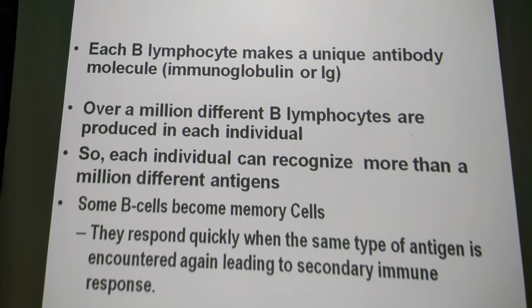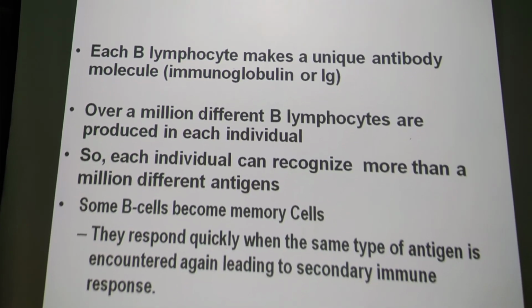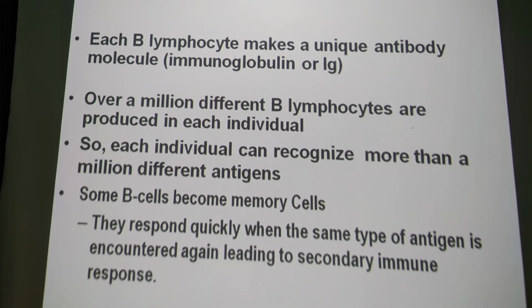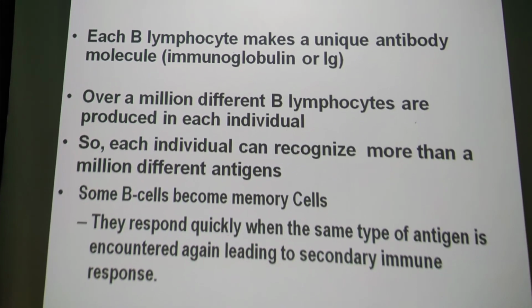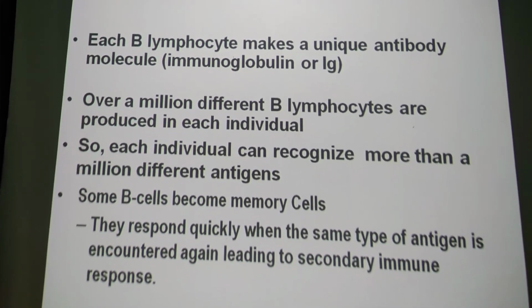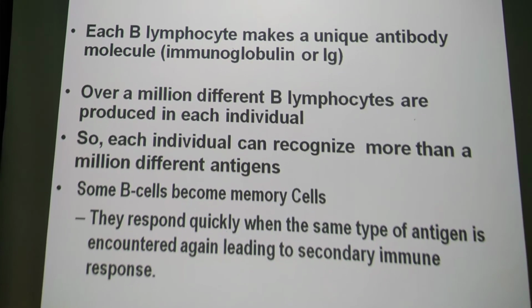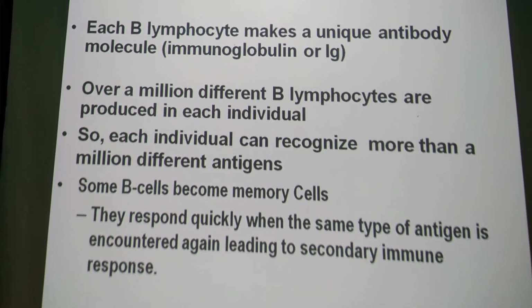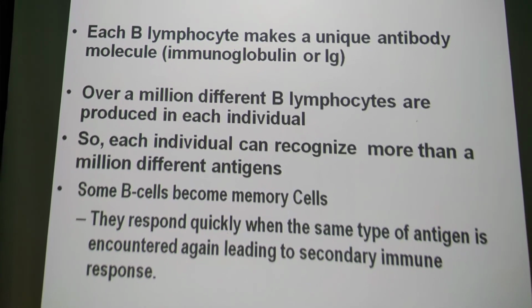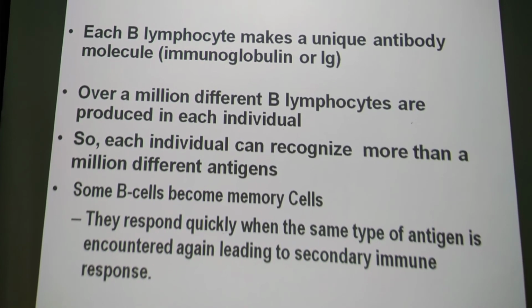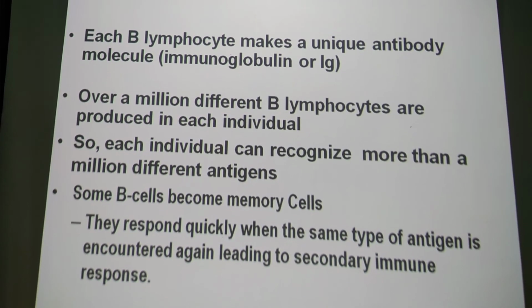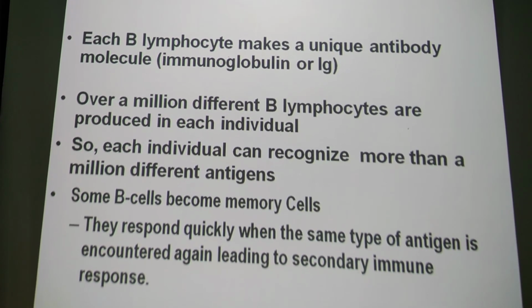Each B lymphocyte makes a unique antibody molecule, and over 1 million different B lymphocytes are produced in each individual. So each individual can recognize more than 1 million different antigens. And some B cells become memory cells. They respond quickly when the same type of antigen is encountered again, leading to a secondary immune response.